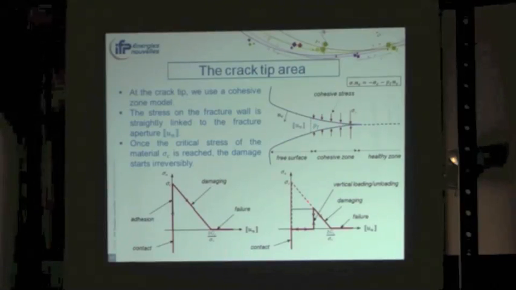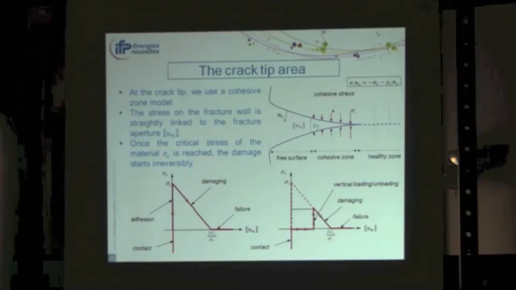So in this zone, we will have the stress coming from the matrix that has to fight the cohesive stress, and which is helped by the fluid pressure in the crack. So the stress is the stress on the fracture wall. The cohesive stress is straightly linked to the fracture aperture. This is the cohesive stress against the fracture aperture.